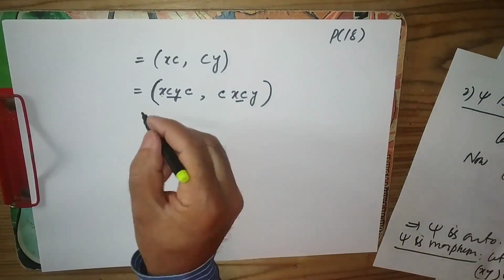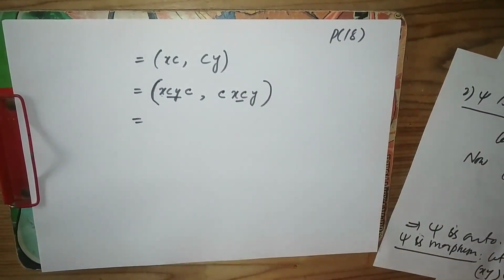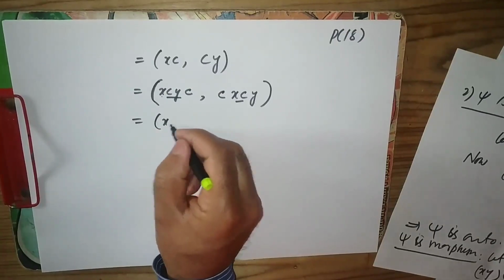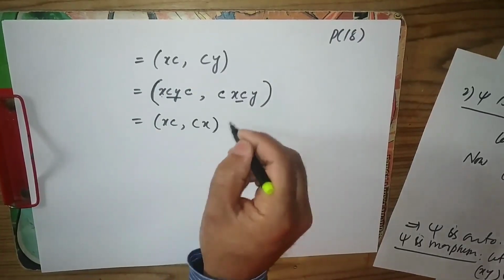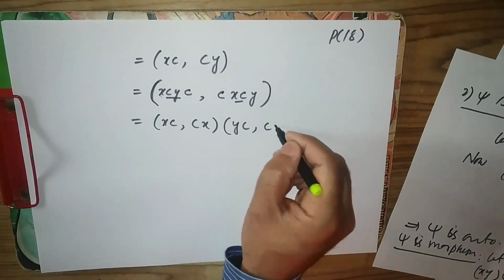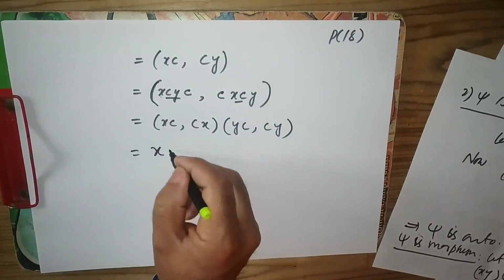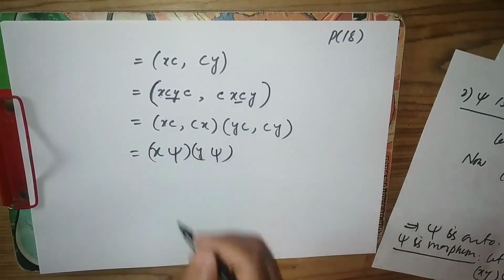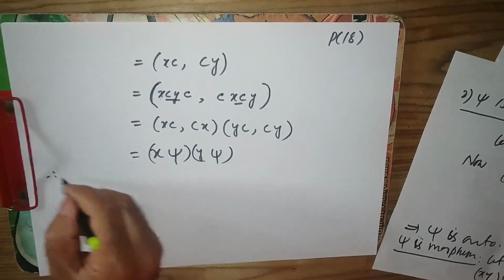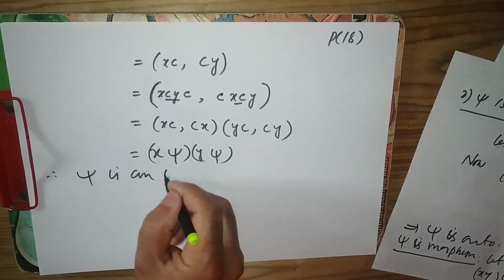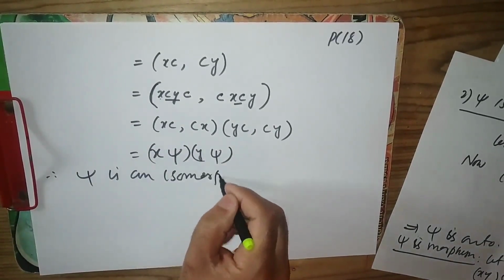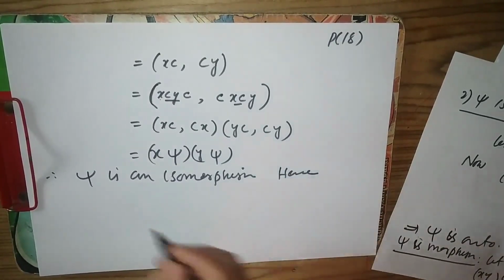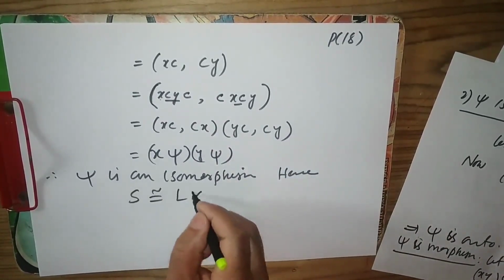Now since L cross R is a semigroup with respect to the component wise operation, it is equal to XC comma CX into YC comma CY, and that's equal to X psi into Y psi. So therefore psi is an isomorphism, and hence S is isomorphic to L cross R.